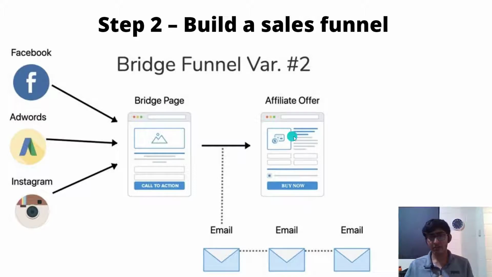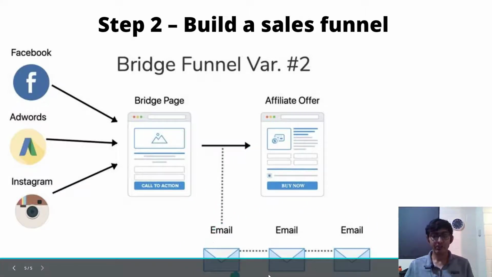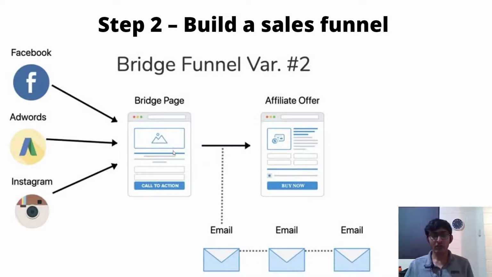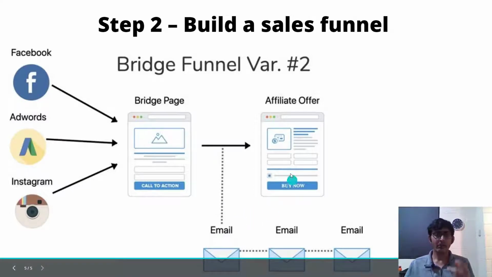But what if they do not make a purchase the first time? Then no worries. You can send them an automated email sequence. See here, you already captured their email address, right? So what you can do is set up an autoresponder, meaning an automated email sequence, that you can send them daily about the product, and you can refer them back to the affiliate offer.